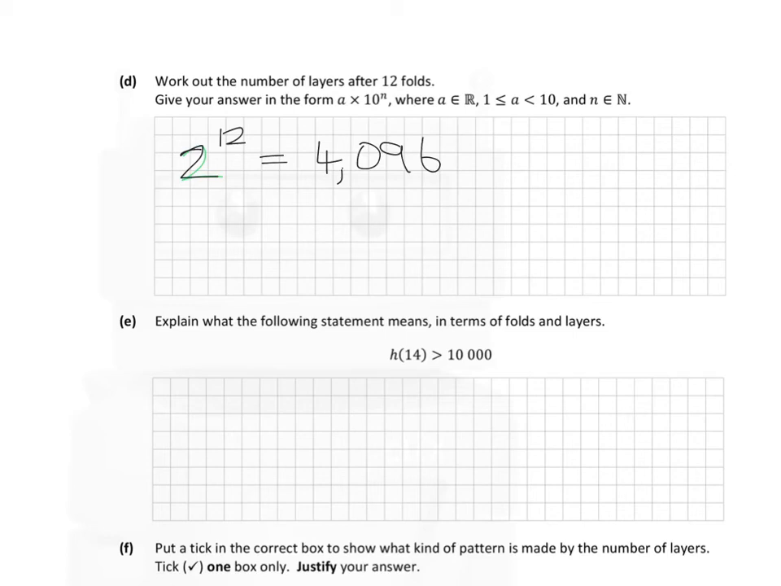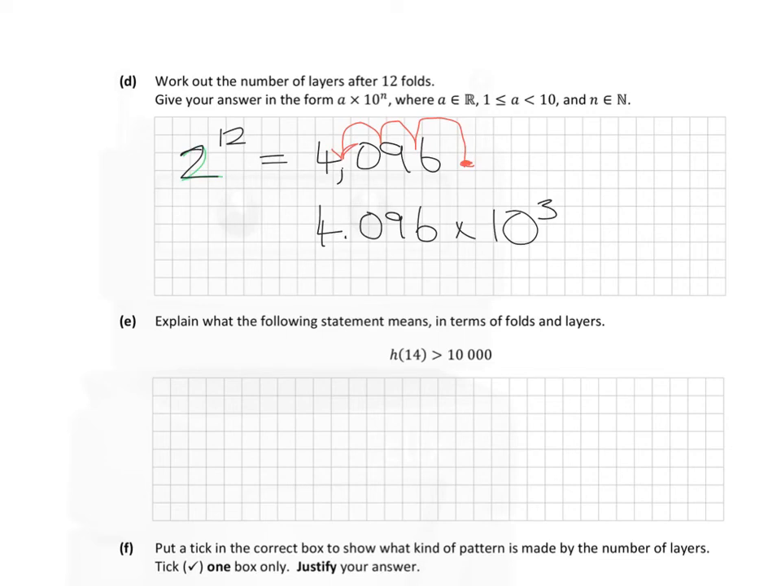But we have to give our answer in the form a by 10 to the n. This is what we would have done in applied arithmetic. In the 4096, the imaginary decimal place is at the end of the number. We want to move it so that the number is between 1 and 10. So the decimal place needs to move between the 4 and the 0. We end up with 4.096 by 10 to the power of how many places the decimal moved, which is 3.